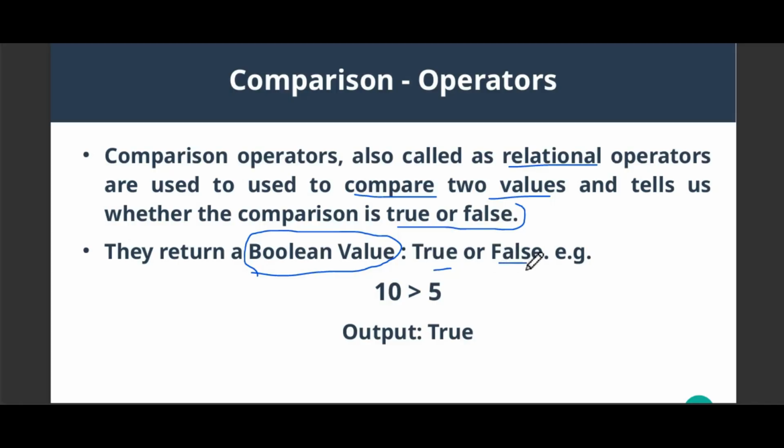For example, here is a statement: 10 is greater than 5. Now tell me, is this statement true or false? Number 10 is greater than number 5, so the statement will be true. If it was not true, then it would have printed false here. I hope you understand the basic concept and the need of comparison operators.